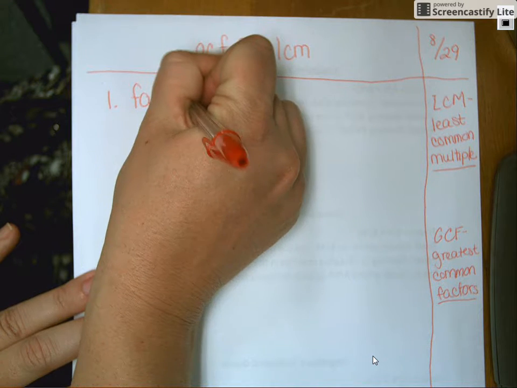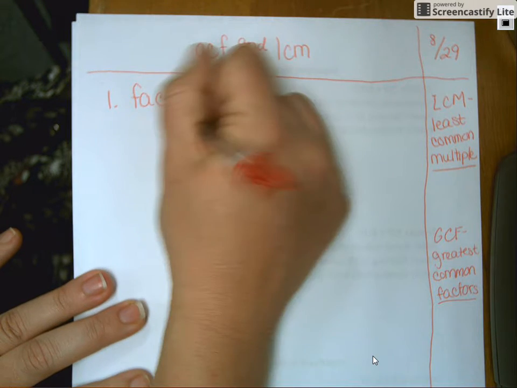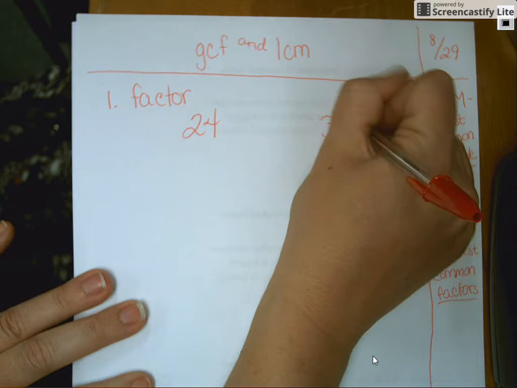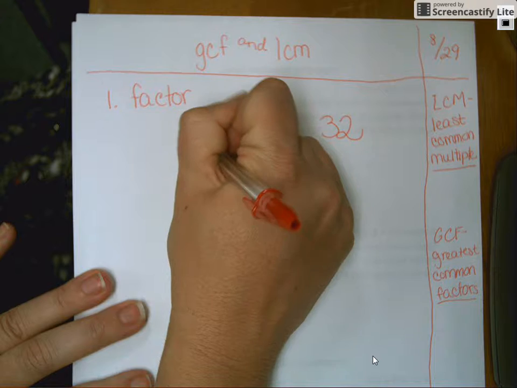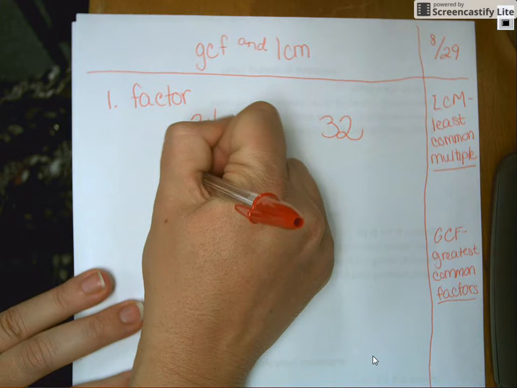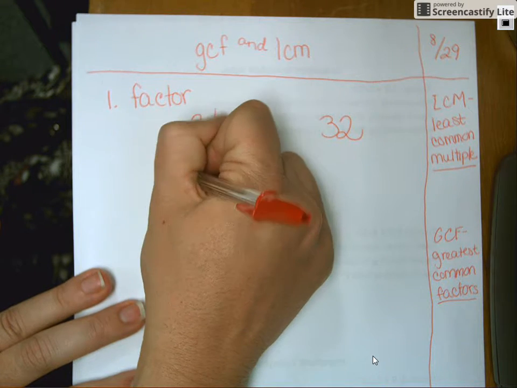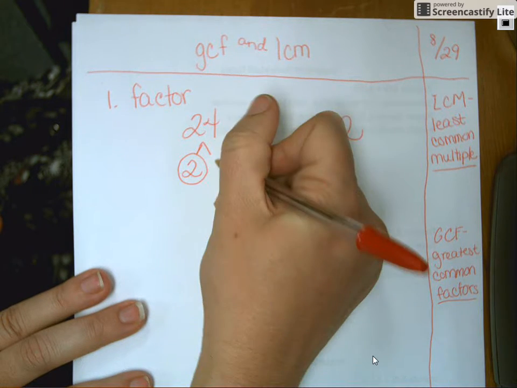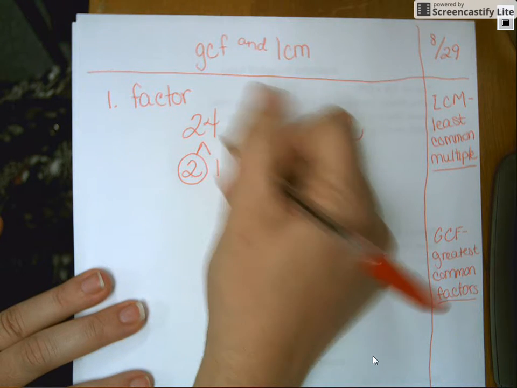And we learned how to do that yesterday. Let's say we have the numbers 24 and 32. Okay, if I factor 24, I know that 2 goes into 24. 2 is prime, so I circle it. 2 goes into 2 one time. 2 goes into 4 two times.